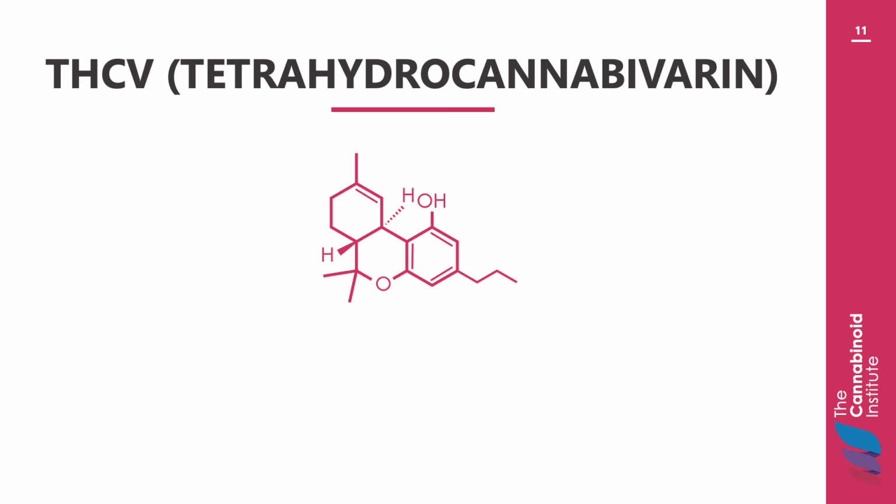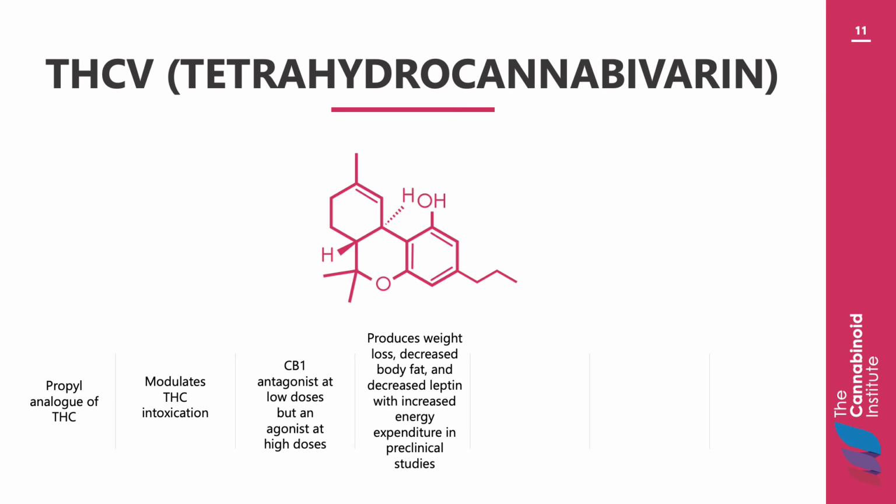THCV, or tetrahydrocannabivarin, is the propyl analog of Delta 9 THC. THCV is a cannabinoid 1 receptor antagonist at low doses, but at high doses acts as a cannabinoid 1 receptor agonist, an interesting biphasic activity. At low doses, THCV has been shown to produce weight loss, decreased body fat, and decreased leptin with increased energy expenditure in preclinical studies. It has also been clinically shown to be active as an anticonvulsant, an anti-inflammatory, and to increase insulin sensitivity and reduce blood sugar in preclinical studies.